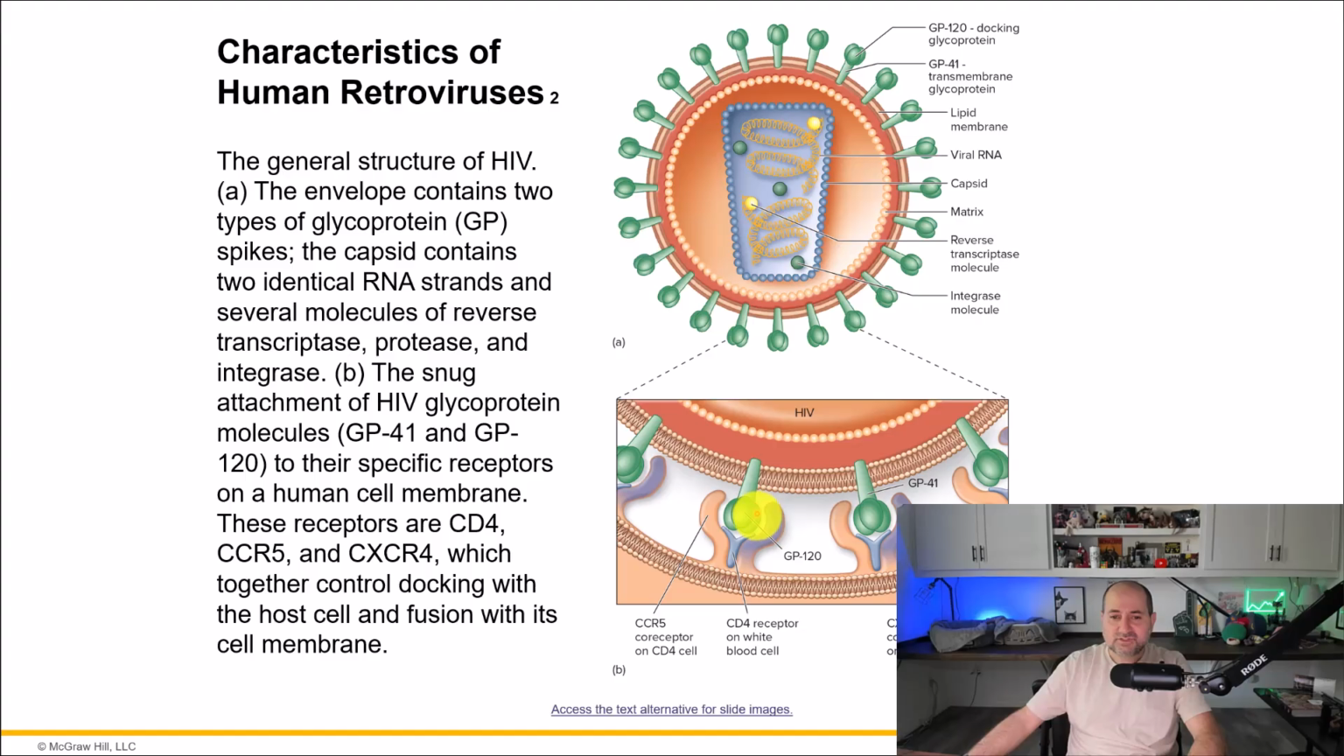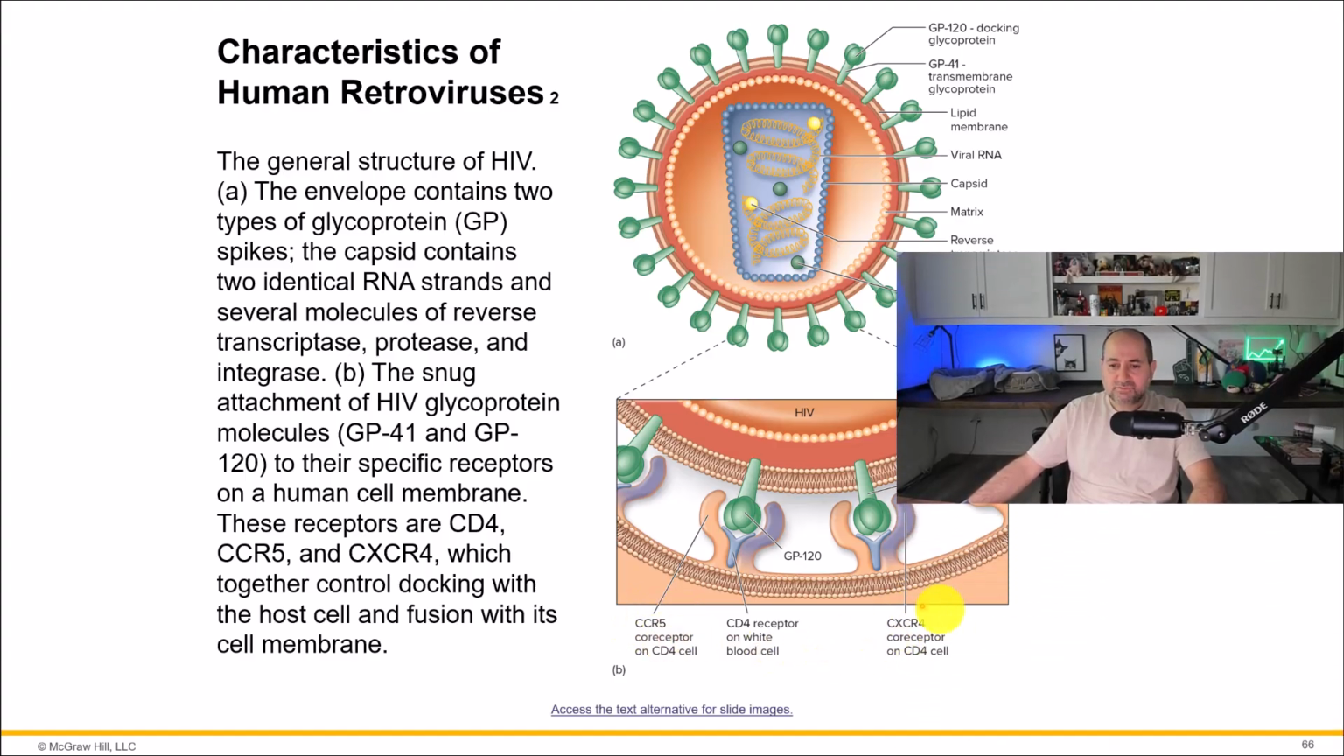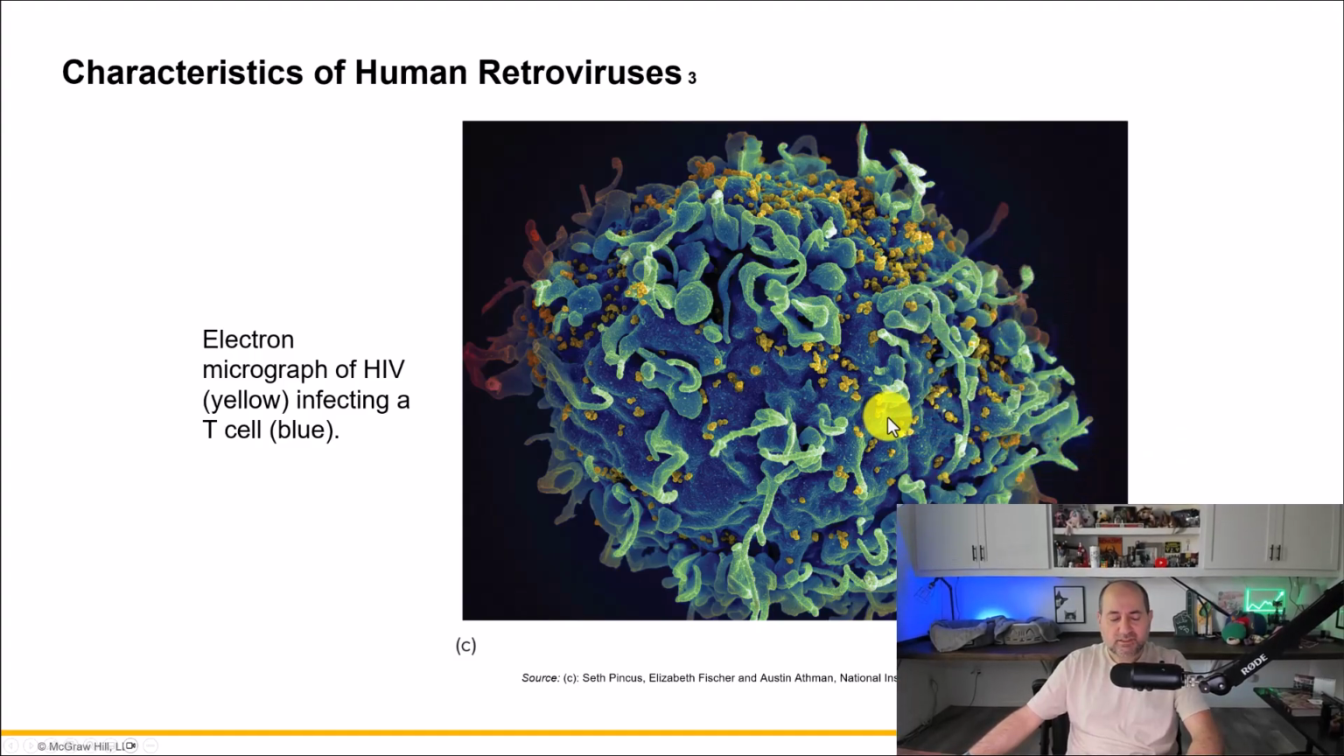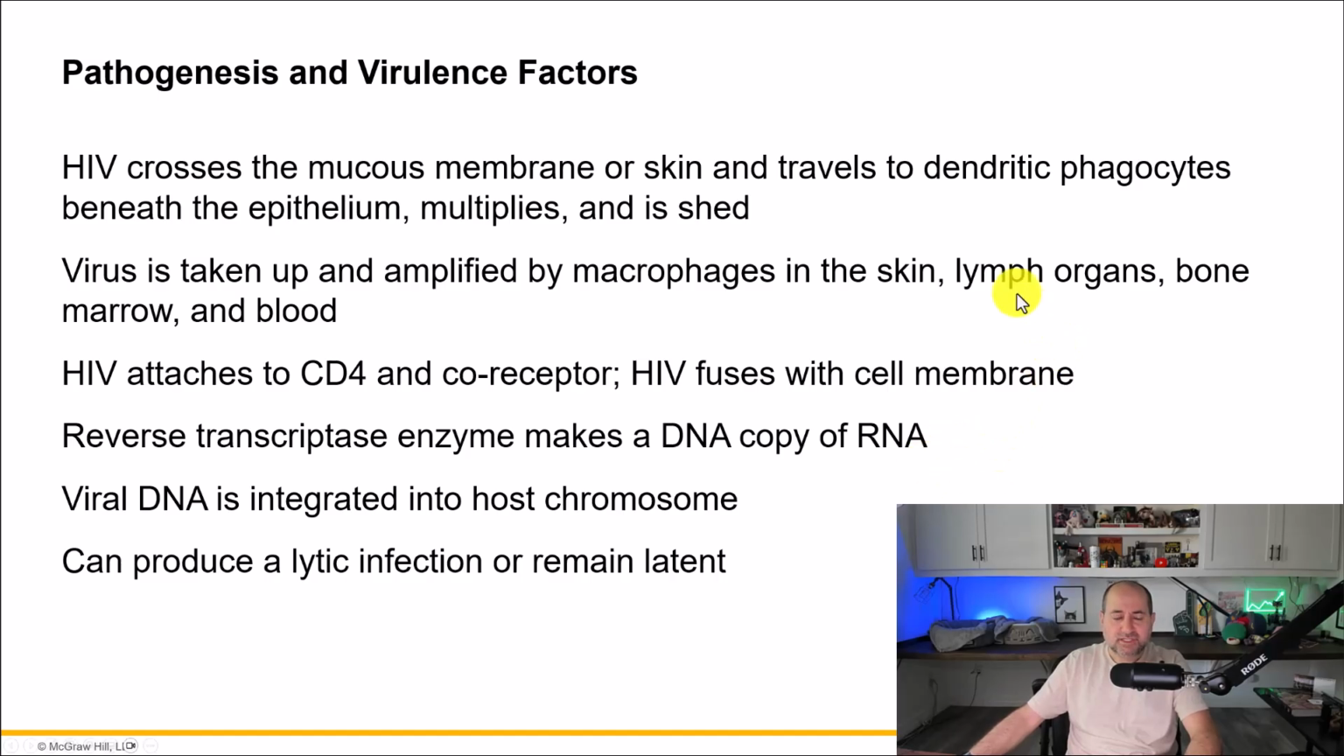You should know that these glycoproteins recognize specific receptors on your white blood cells, and you should know which ones. The main one is CD4 receptors, but the co-receptors as well, CCR5 as well as CXCR4. The main target of HIV are those CD4 positive helper T cells, which they end up destroying. Various cells are infected along the way. Remember, dendritic cells, macrophages, and monocytes are infected, and it's those CD4 positive helper T cells that are infected and ultimately destroyed.